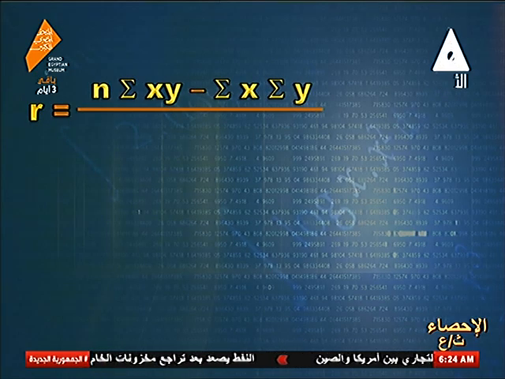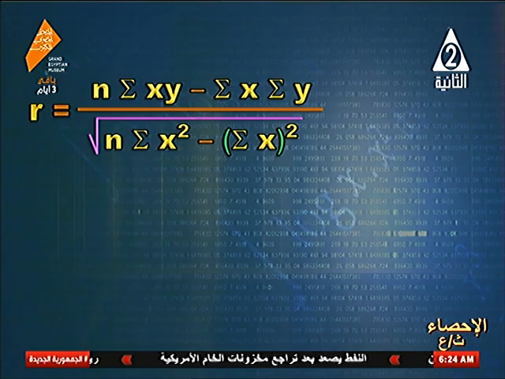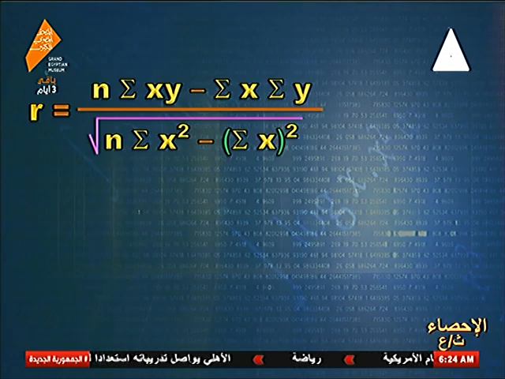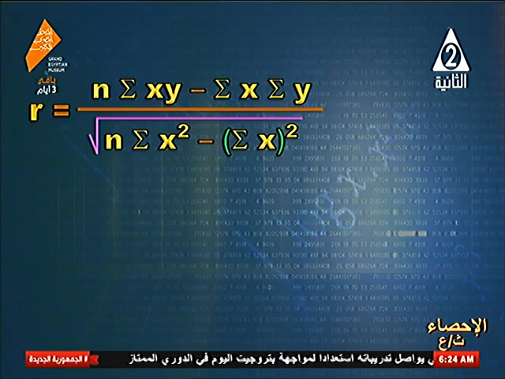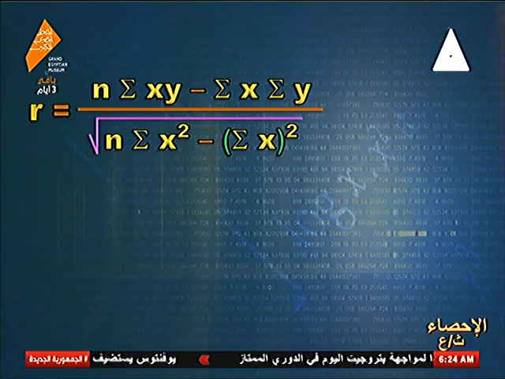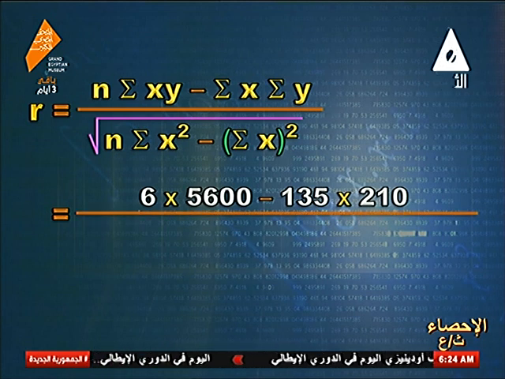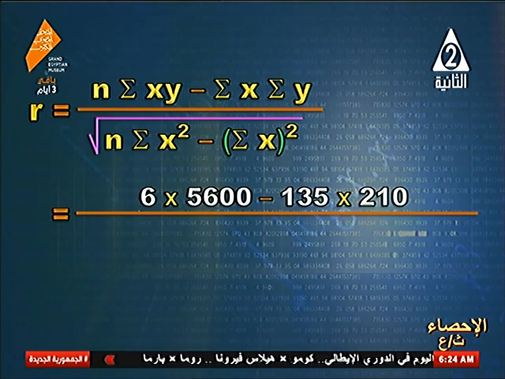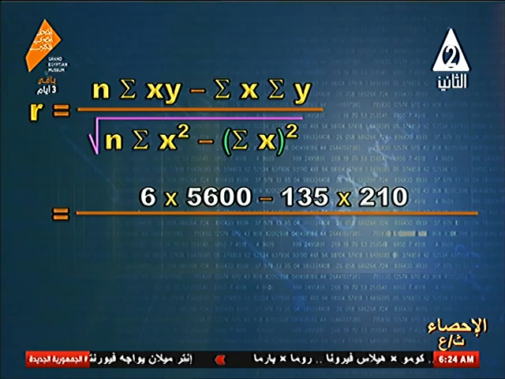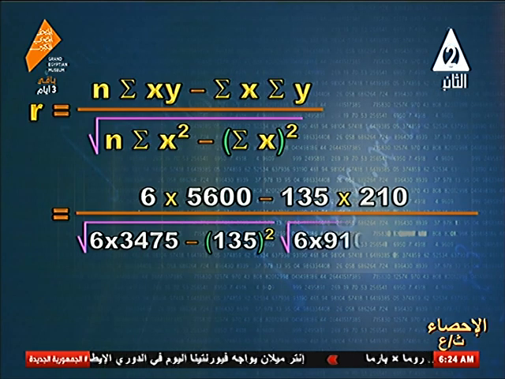Look at, my dear student, in this case, what is the r? n summation xy minus summation x summation y over the square root of n summation x squared minus summation x all power 2. This is called B. The B is n summation xy minus summation x summation y over n summation x square minus summation x square.